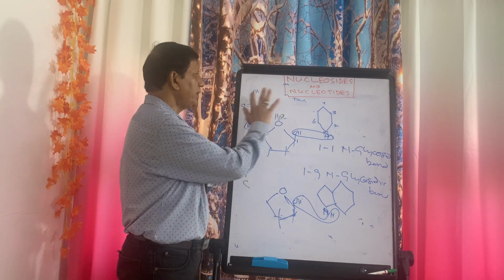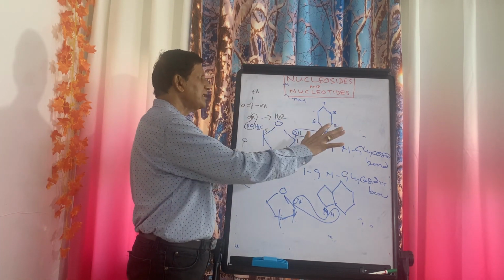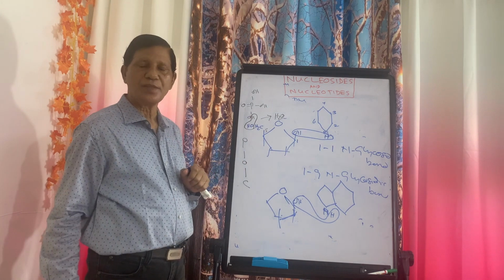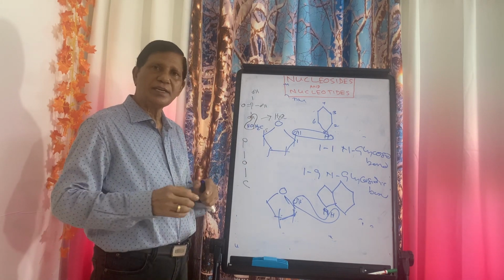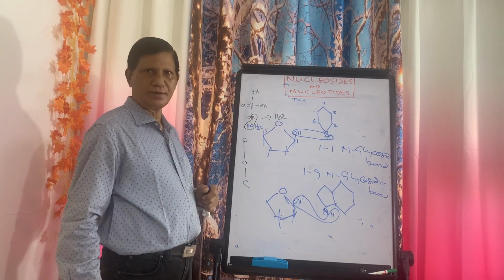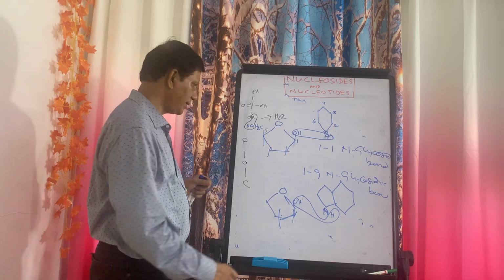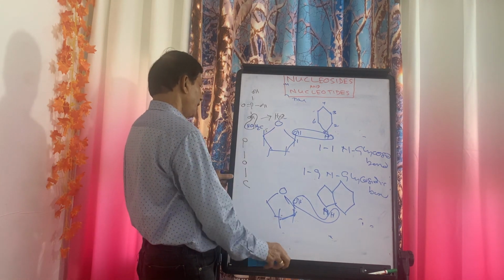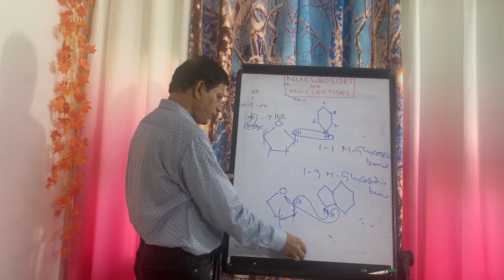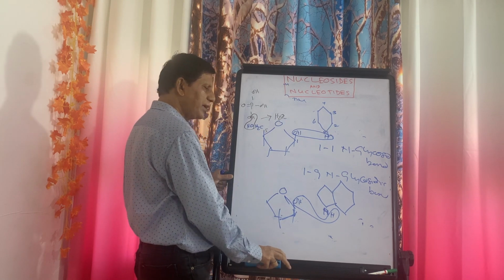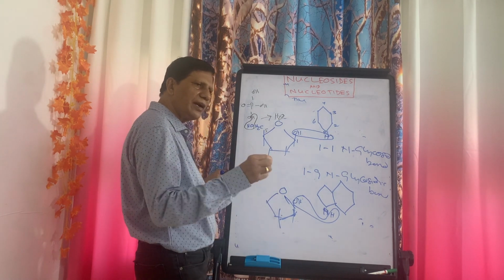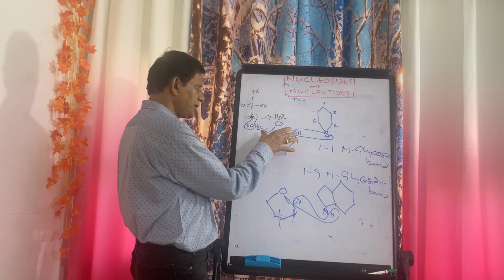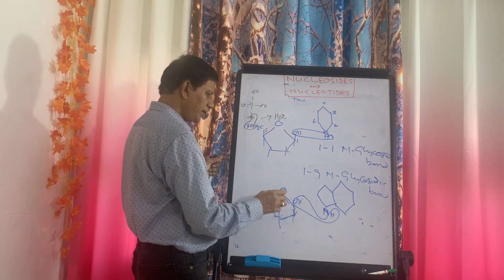So in this way, the nucleotides and nucleosides are formed. But how will it give rise to a polynucleotide? That is again more important. Now see, different types of nucleotides are formed, but how is a dinucleotide and a polynucleotide formed? So this is one nucleotide, this is another nucleotide.